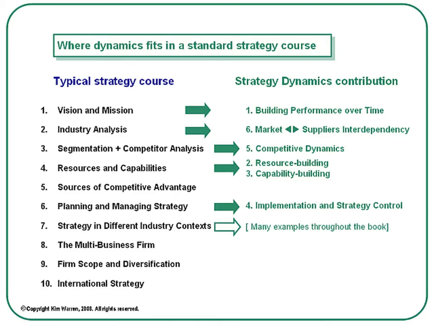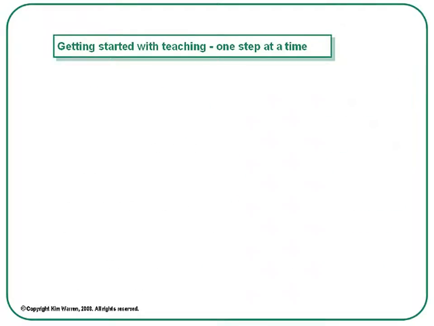Although the textbook itself doesn't have sections devoted to different industry contexts, there are many examples throughout the book covering a wide variety of industries, ranging from professional services, retailing, consumer brands, and manufacturing. Up to this point, issues of corporate strategy have not been addressed, but that will be coming in future editions of the textbook.